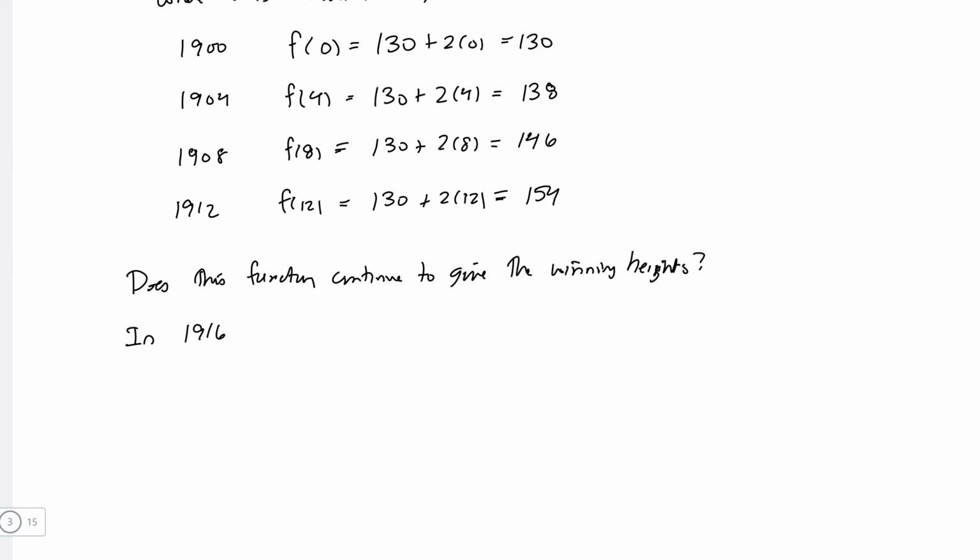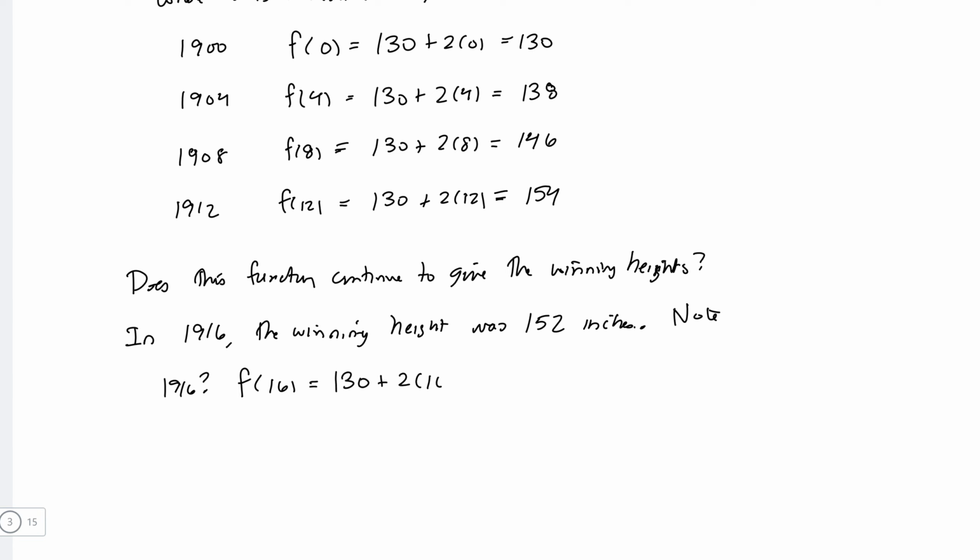So in 1916, the winning height was 152 inches. So that clearly doesn't work, because it actually has gone down from 1912. So note, f of 16, which would be 1916, that's what it would be, we would expect, if our model was working, would be 130 plus 2 times 16, which is 162. So the model stops working.